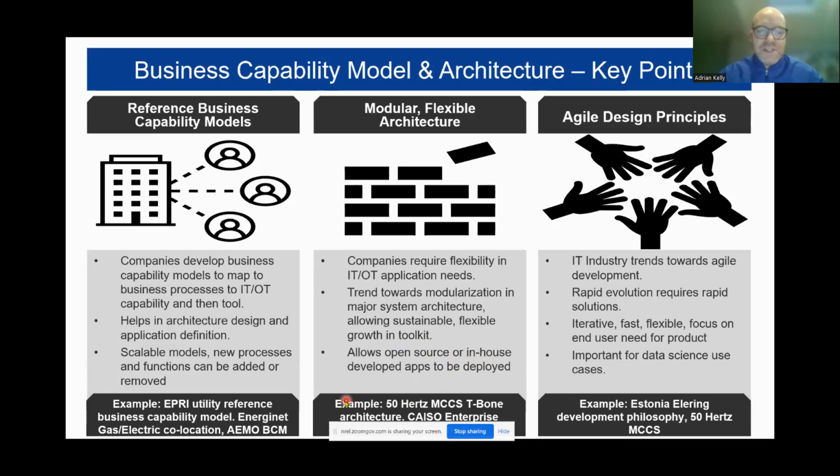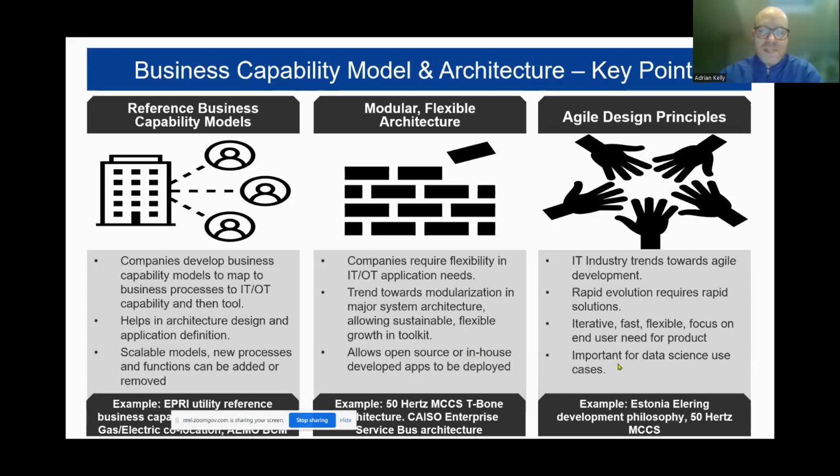And the innovations in this space, you've heard from 50Hertz through G-PST, MCCS, modular control center system, I think it is. Maybe someone can correct me on that, but they have developed a modular T-bone architecture. CalISO have worked for many years with an enterprise service bus that links this type of concept. And the third one is around agility, or agile design processes for IT.